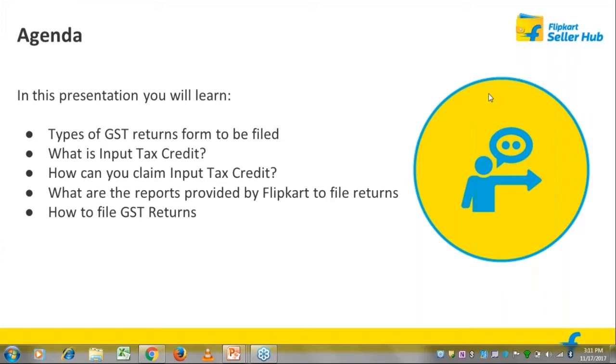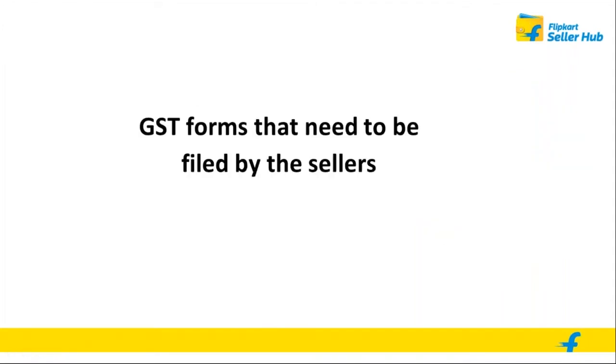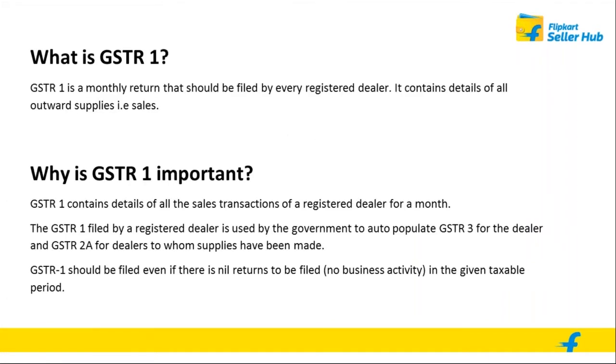So let's get started. Firstly, we are trying to understand what are the forms in GST, how it needs to be filed by the sellers. So the first thing is we have something called GSTR1. GSTR1 is a monthly return that needs to be filed by every registered dealer. It contains the details of all outward sales.